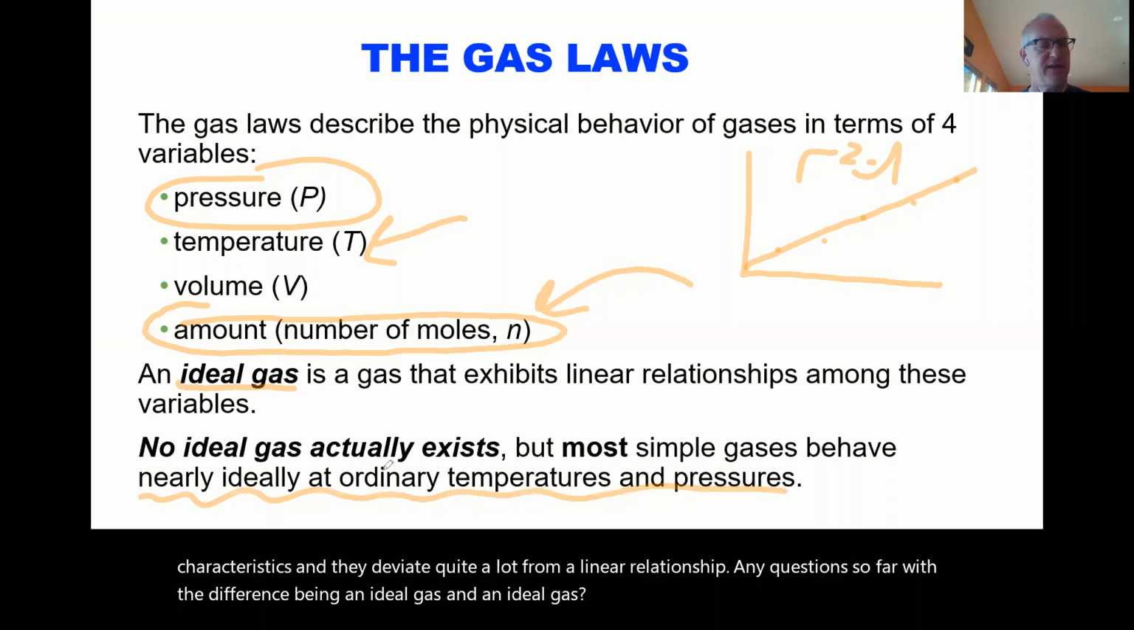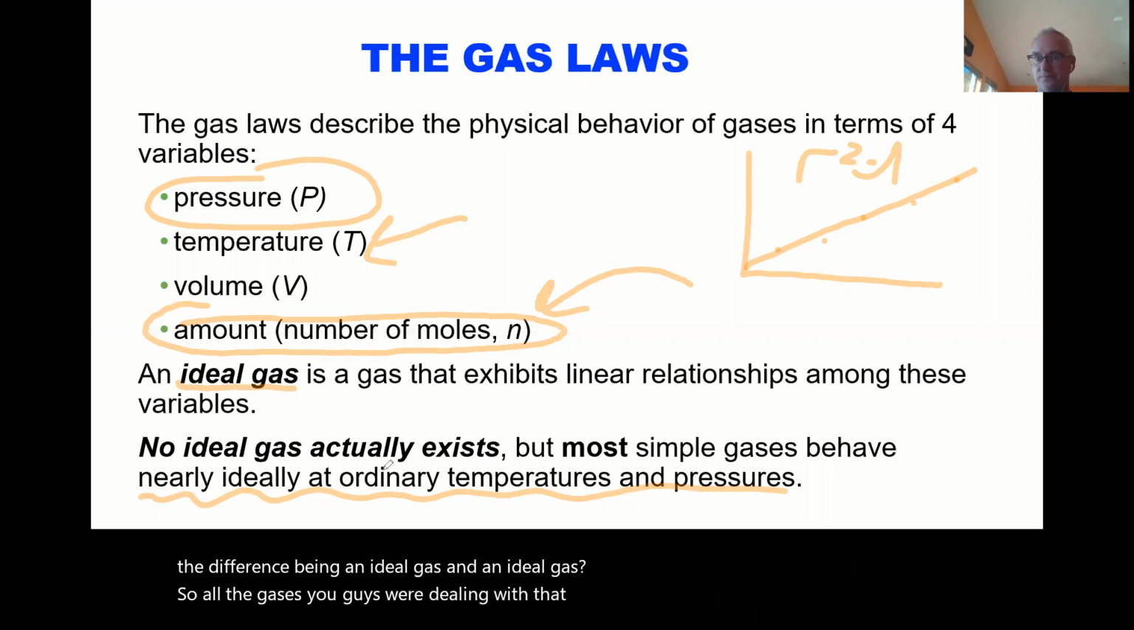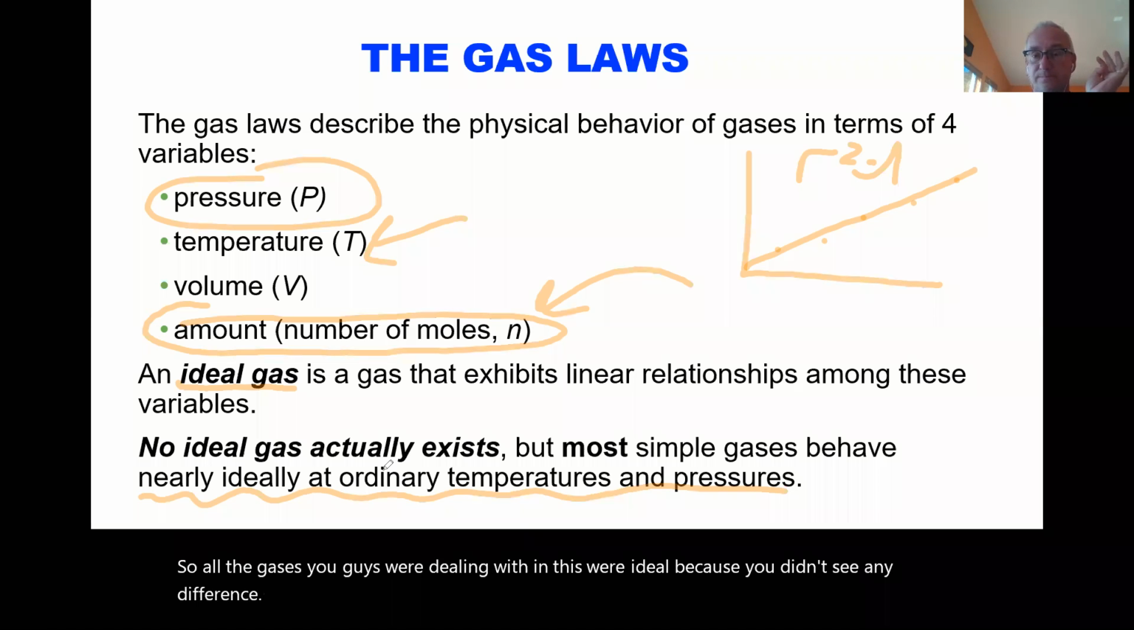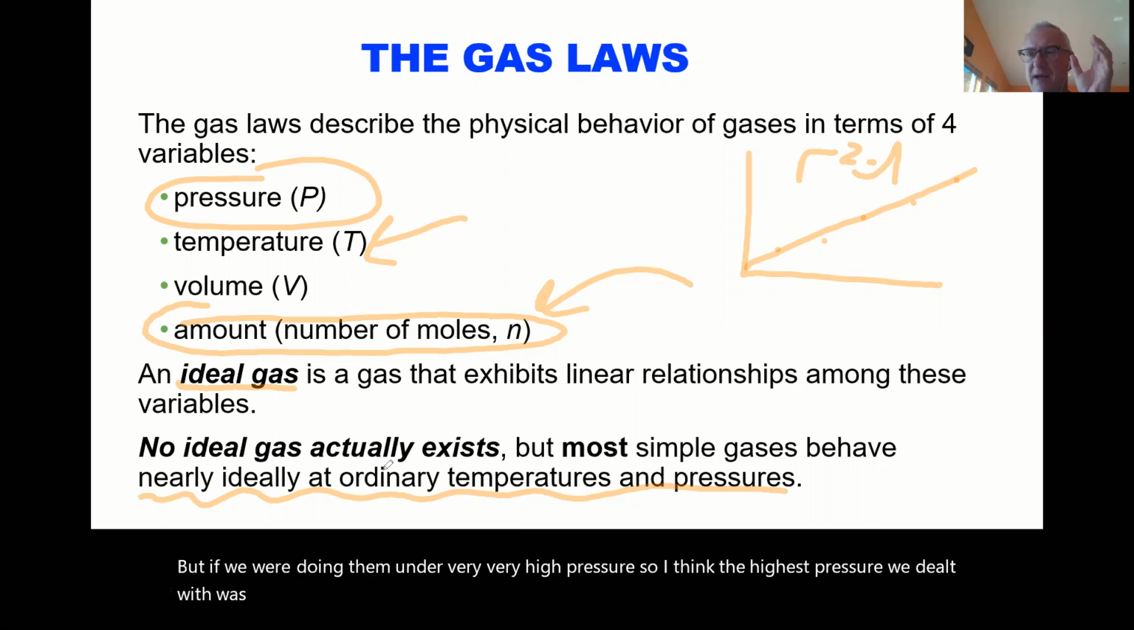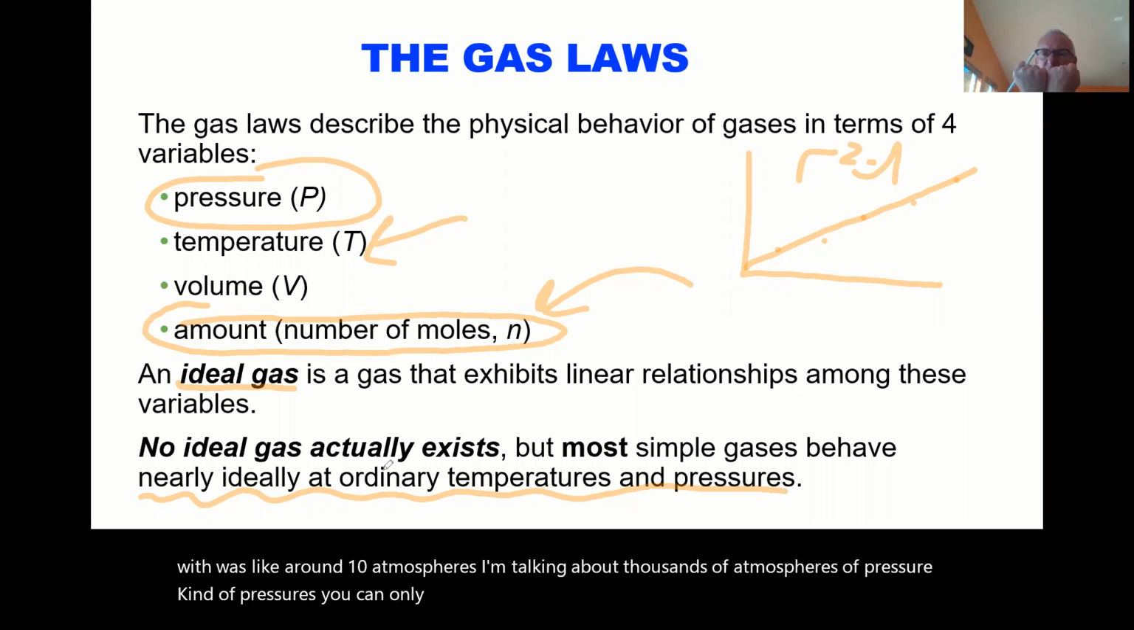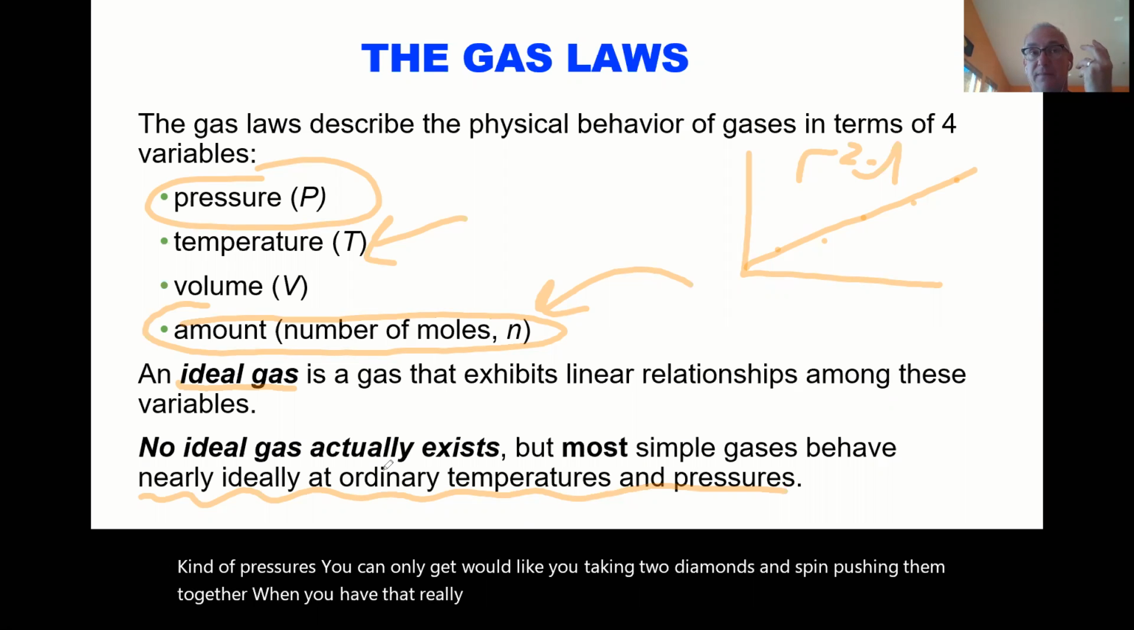So all the gases you guys were dealing with were ideal because you didn't see any difference. All the points were right on a line, or hopefully they were. But if we were doing them under very, very high pressures, I think the highest pressure we dealt with was around 10 atmospheres. I'm talking about thousands of atmospheres of pressure. The kind of pressures you can only get when you're taking 2 diamonds and pushing them together. When you have that really high a pressure, gases start to react strangely, shall we say. They deviate from ideal.